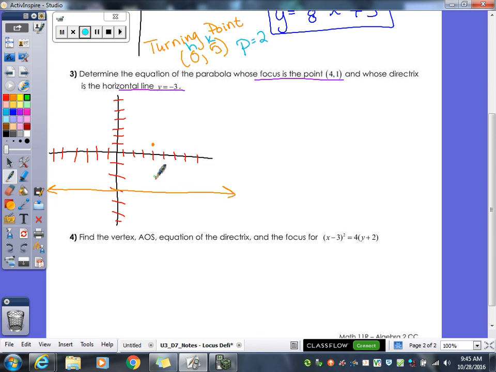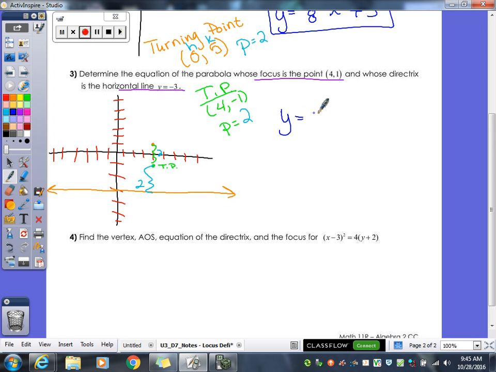So if we count here, we have 1, 2, 3, 4 units in between the directrix and the focus. So your turning point is going to be in the middle of that. So your turning point is going to be right there at the point 4, negative 1. So I'm going to write myself a note here. Turning point is 4, negative 1. And again, I need to know the value of P, which is the distance between my turning point and my focus, and my turning point and my directrix, which again for this example would be a 2.